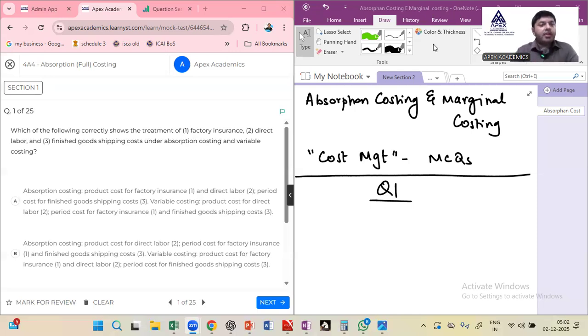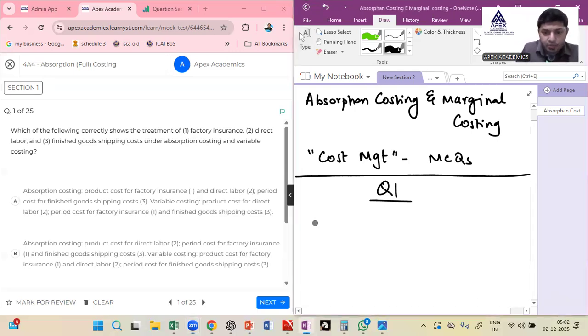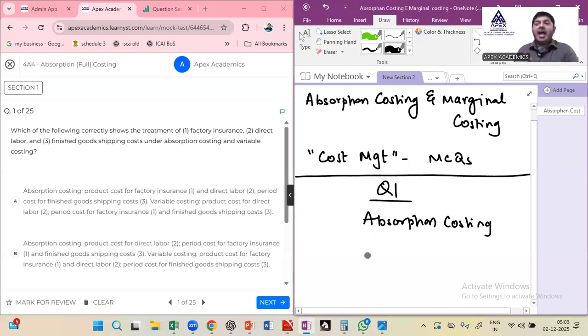Question number 1 is, which of the following correctly shows the treatment of factory insurance, direct labor, and finished goods shipping cost under absorption costing and variable costing? Variable costing is nothing but marginal costing. Now, the concept is very, very clear that under absorption costing, we treat all the fixed manufacturing overheads as a part of cost of production.